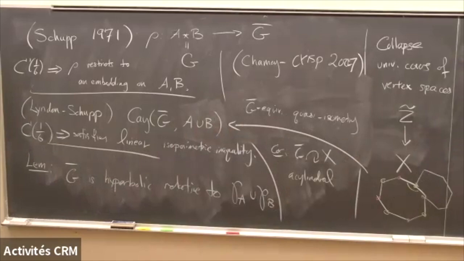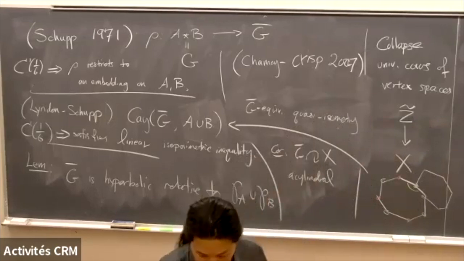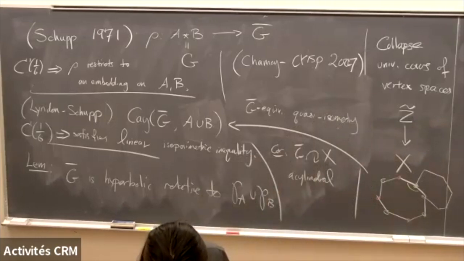That's what we want, right? Acylindrical actions are really good. Why? For me, they're good because if you look at convex subsets of X and their orbits under the group, you can't have too many of them fellow traveling. That's a consequence written down very nicely by Abbott and Manning.